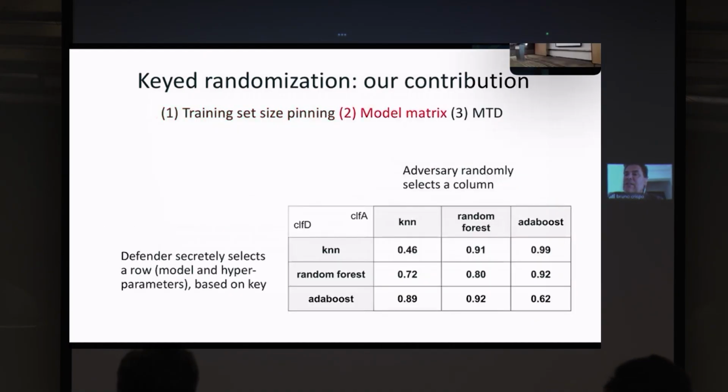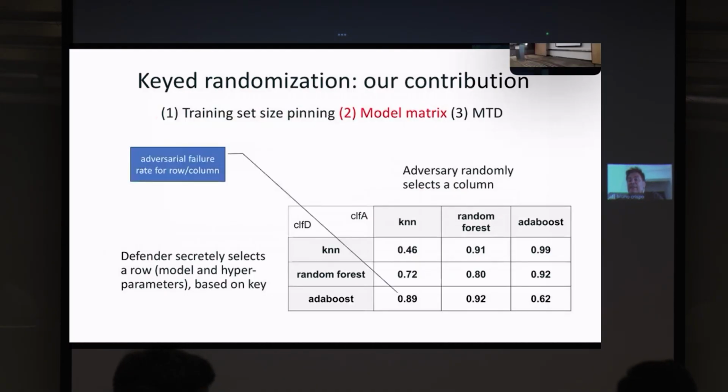The other one is through the model matrix. Essentially, instead of having a fixed classifier, the classifier of the defender can be selected among a choice of different classifiers. We have a 3 by 3 matrix, but the matrix can be bigger. And these are chosen at random according to the value of the key.